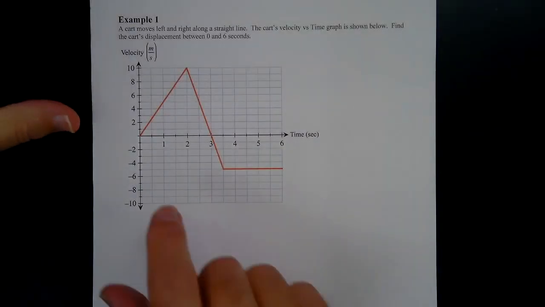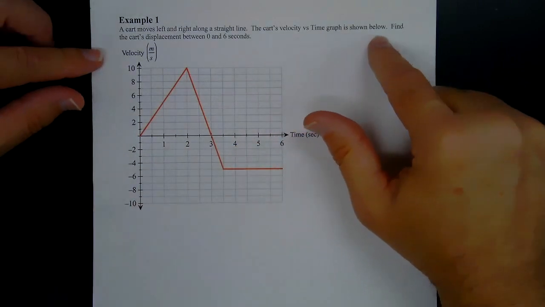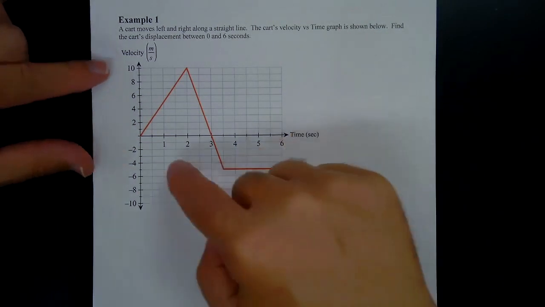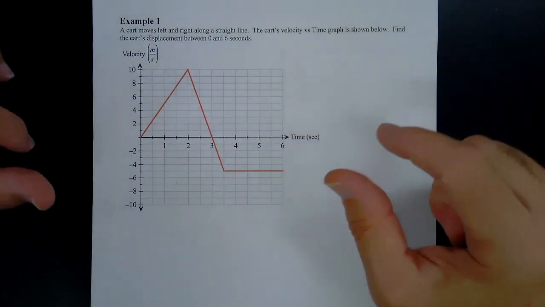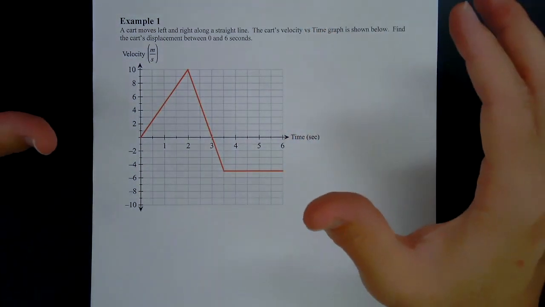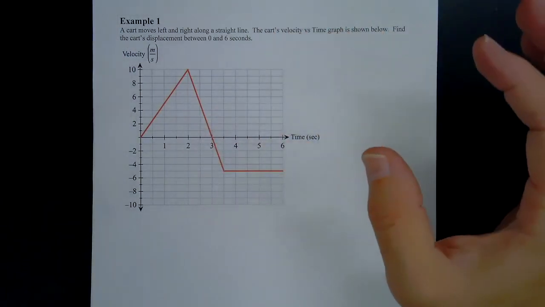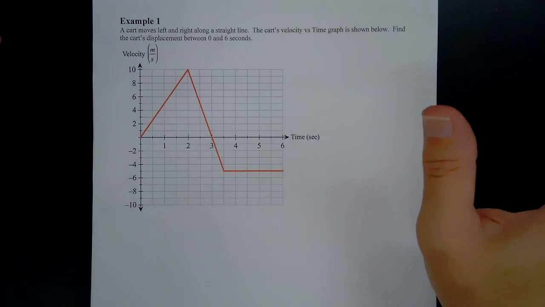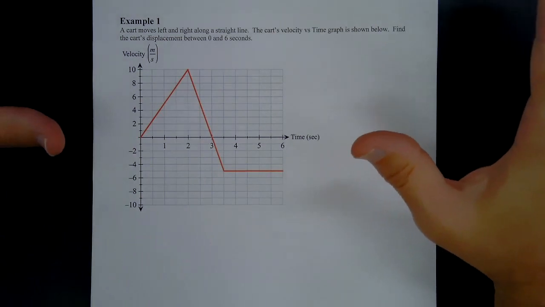Once again, I have a cart. It's moving left and right along a straight line. The cart's velocity time graph is shown below. Find the cart's displacement between 0 and 6 seconds. This is a velocity time graph, so just a quick review: if we find the slope, that's going to give us acceleration. But if we find the area between the velocity graph and the x-axis, or horizontal axis, we're going to get displacement. The velocity graphs are really important because they give us two things: acceleration, and also displacement. So what I'm going to have to do is shade this in.